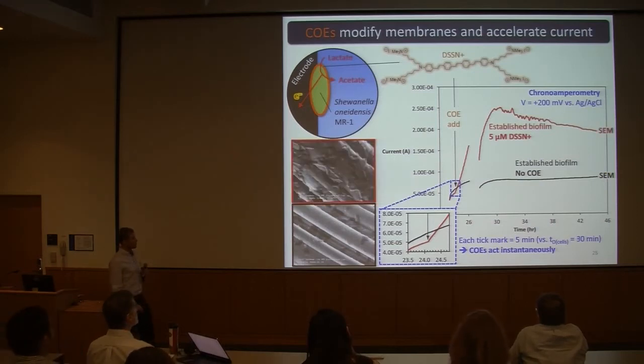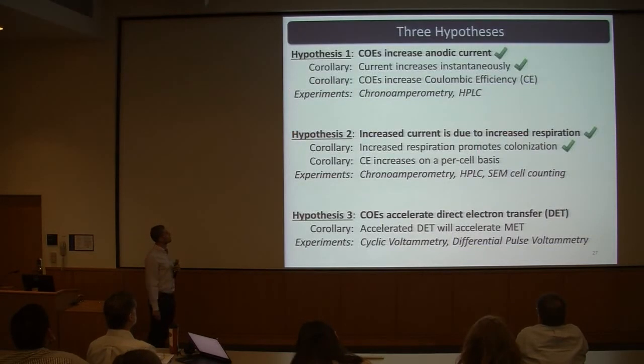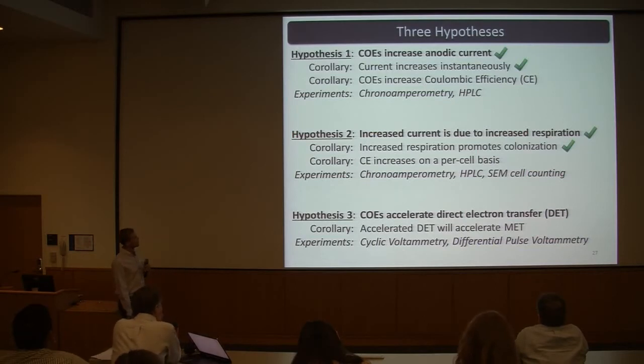instantaneously. However, when I do take an SEM of the fixed biofilm afterwards, I see a dramatic increase in the quantity of cells on the electrode, which is indicative that respiration is increasing. It is allowing the cells to reproduce more quickly or reproduce at all. So going back to these hypotheses, some of these data are consistent, at least, with these initial hypotheses: that anodic current is increased and it happens rapidly, it's due to respiration, and that indeed does promote colonization.